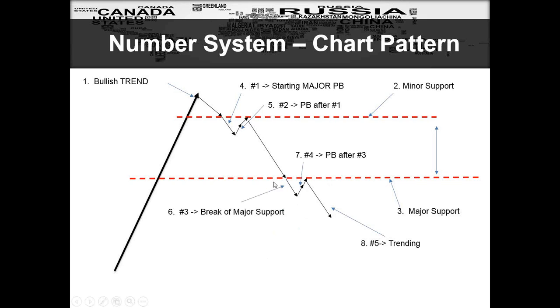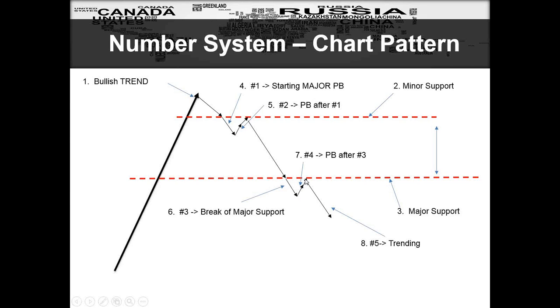So what were you looking for? If you break that major support, that's a number 3. So number 3 is the first sign of an institutional wave. And number 4 is basically, the animation's not working too well today, when a pullback starts to occur, the number 3 will turn into a 4.